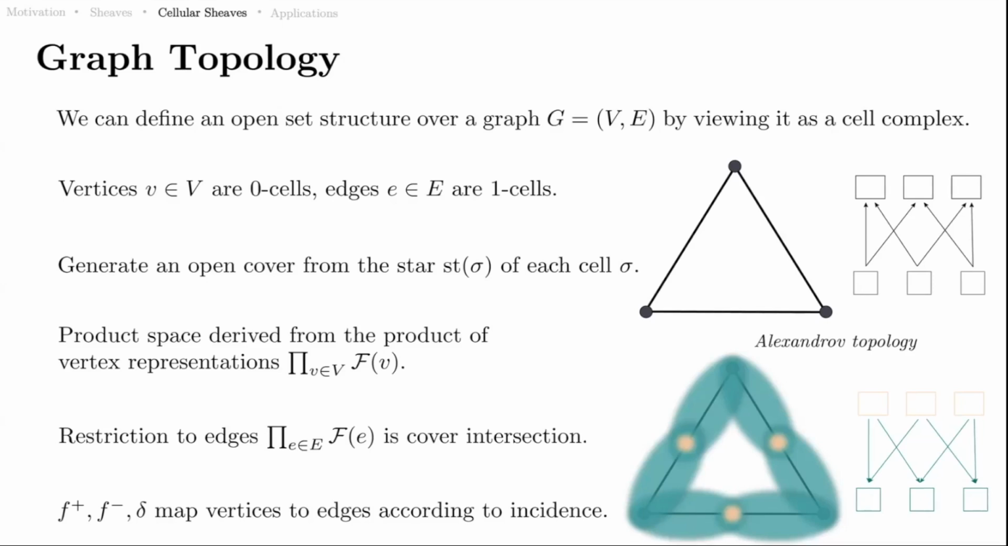But if we're working over graphs, we do have a natural way to provide them with this open set structure. One way we can do this is to endow these graphs with the Alexandrov topology, where we have open sets emanating from each node, and their intersection is going to be defined over the edges. So again, our product space on a graph is going to be our representations at each node. Equivalently, this product of intersections is going to be representations on edges.